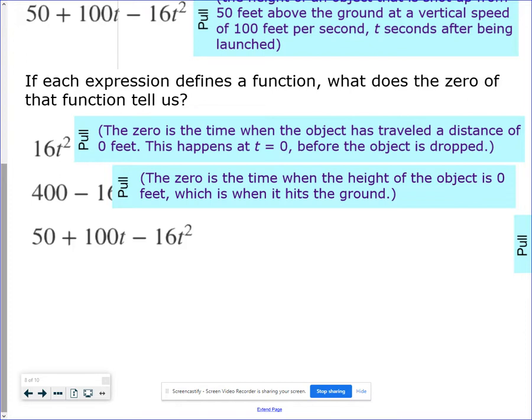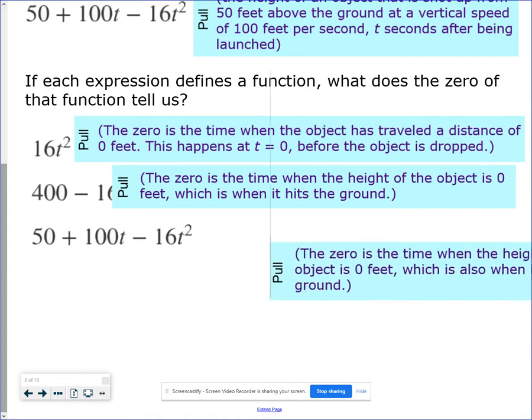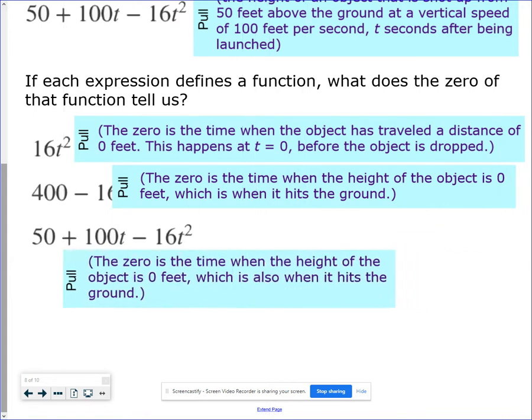And this last one, that's where we launch something. We're going to actually have 2 zeros here. We'll have a 0 before it's launched, if it's launching right from the ground. And again, when it gets back to the ground. So we're looking at where a graph is touching the x-axis, not the y-axis. We're used to looking for the y-intercept. This is about the x-axis for the zeros.